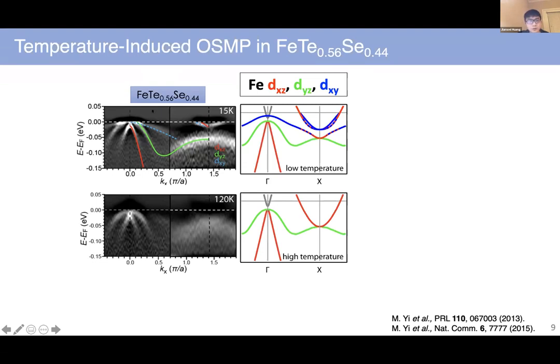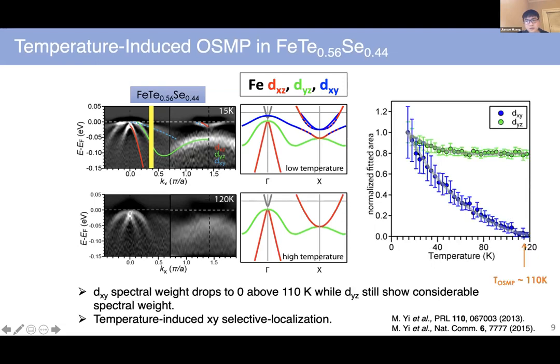To quantitatively analyze this, we plot the spectral weight of the XZ and YZ orbitals by fitting the EDCs at this yellow bar position, and we find indeed the XY spectral weight decreases to 0 at around 110 Kelvin, while the YZ orbital still retains considerable spectral weight.